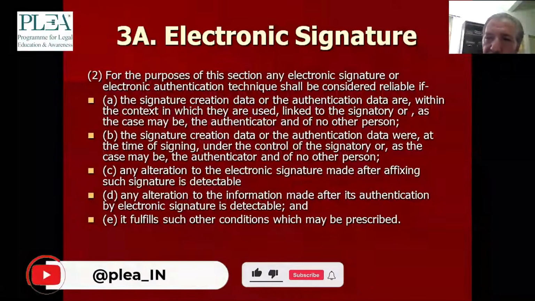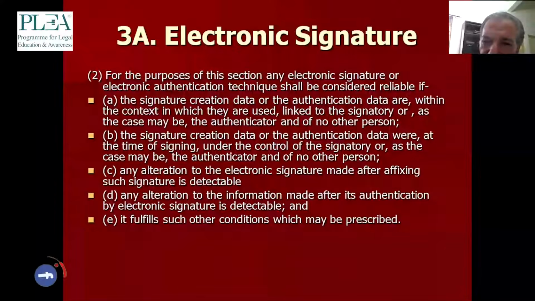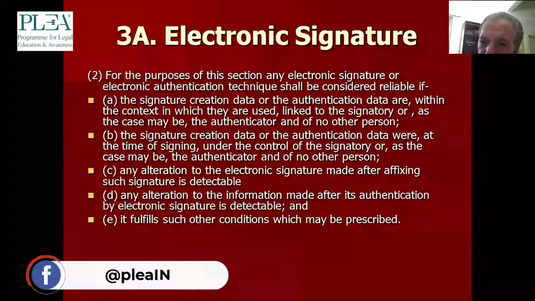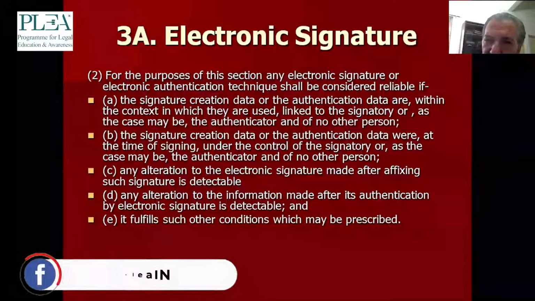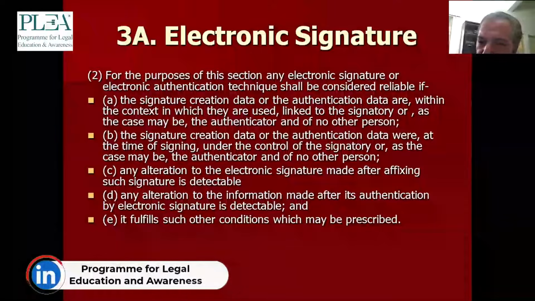See, we are not saying it cannot be done. It can be done, but if it is done, it is detectable. Any alteration to the information made after its authentication by electronic signature is detectable. That means if there is alteration of the electronic signature, that is detectable. Alteration of information is also detectable, and it fulfills such other conditions as may be prescribed.